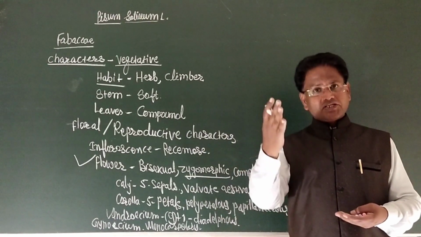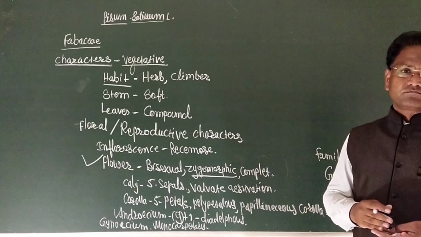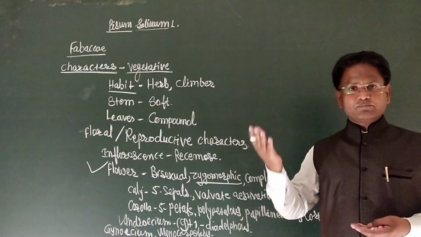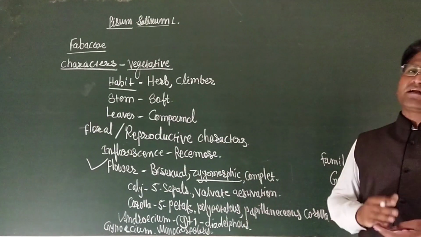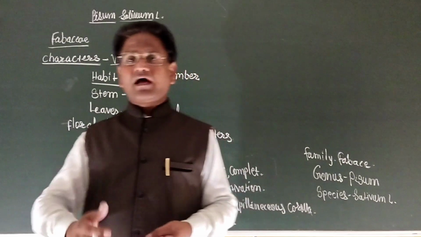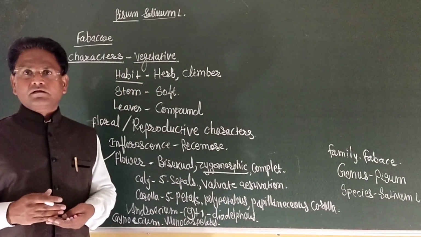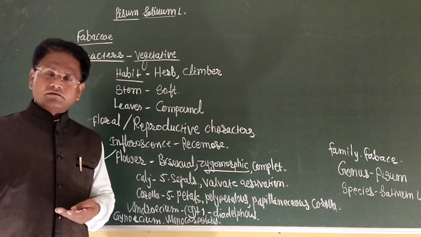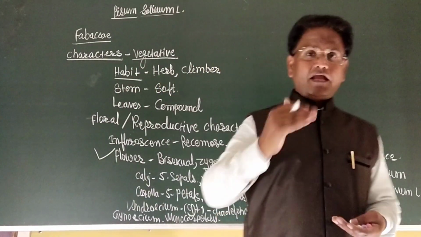Mendel selected 7 pairs of contrasting characters, vegetative characters and reproductive characters. Vegetative characters, that is the height of the plant: tall plant and dwarf plant, small plant. Height, habit.